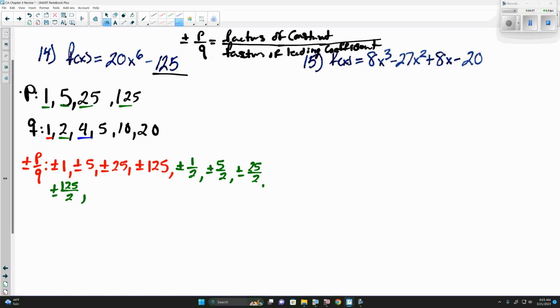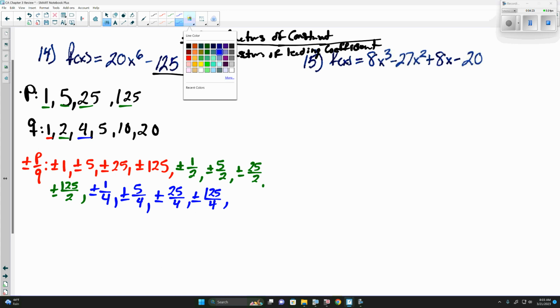We'll do the same thing with 4. So we have 1 divided by 4 is 1/4. 5 divided by 4 is going to be plus or minus 5/4. 25 divided by 4 is plus or minus 25/4. And lastly, we have plus or minus 125 over 4.